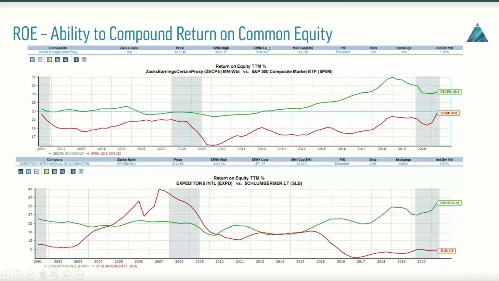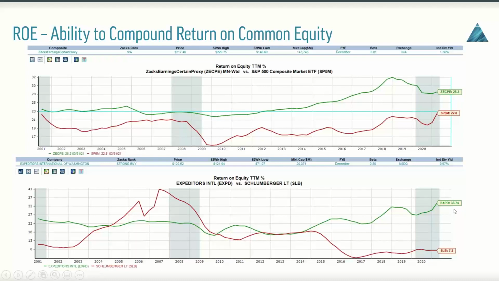Okay, return on equity, ability to compound return on common equity. We look at the Earnings Certain portfolio relative to the S&P 500. It's an outperformer, not just a 1-2 quarter phenomenon, but throughout its history. Okay, this is the trend. We take a look at individual companies like Expeditors versus Schlumberger. The interesting thing I want you to note here is this is return on equity. So this is basically the ability to compound the return on the actual common equity investment. 33% returns for common equity shareholders versus Schlumberger at 7.2.